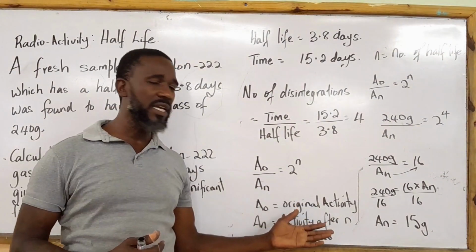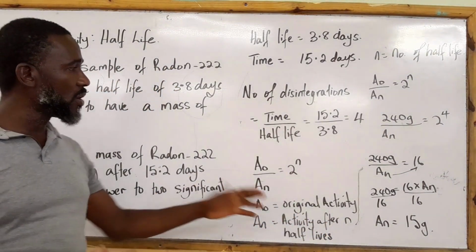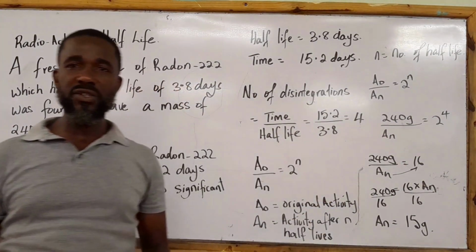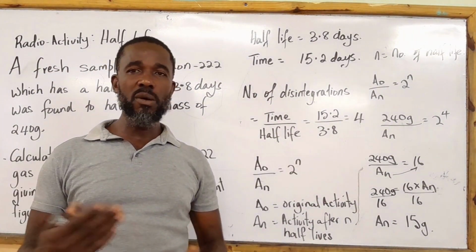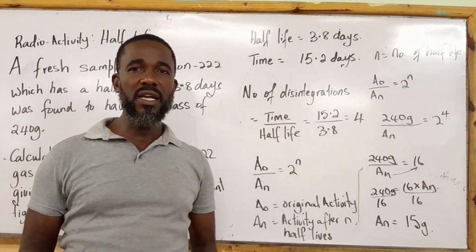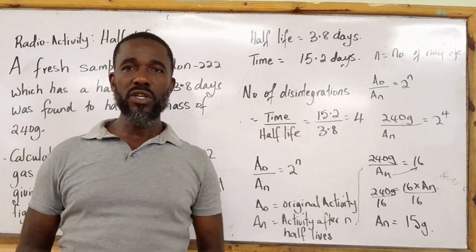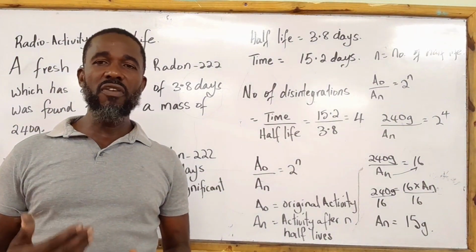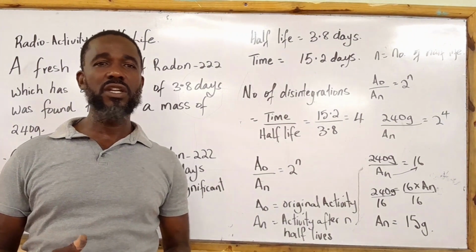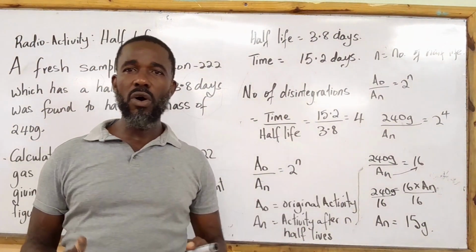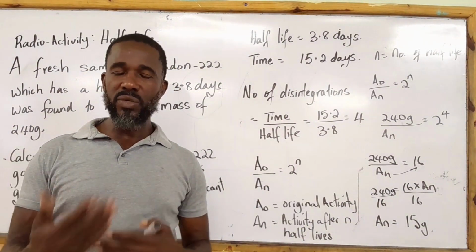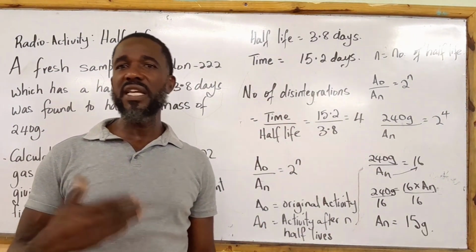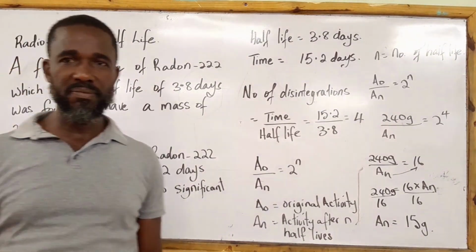So we can always use the formula or the method that I showed you before in order to get the activity after a certain number of half-lives. With this video, I hope that you will gain a better understanding of how to work out half-life calculations using the formula or by deliberately working out the mass after each half-life. Thank you very much.